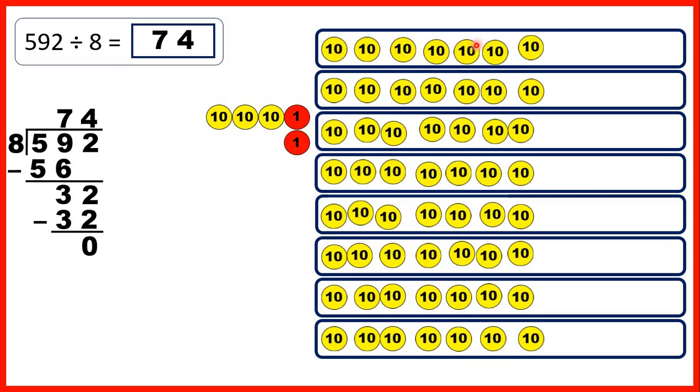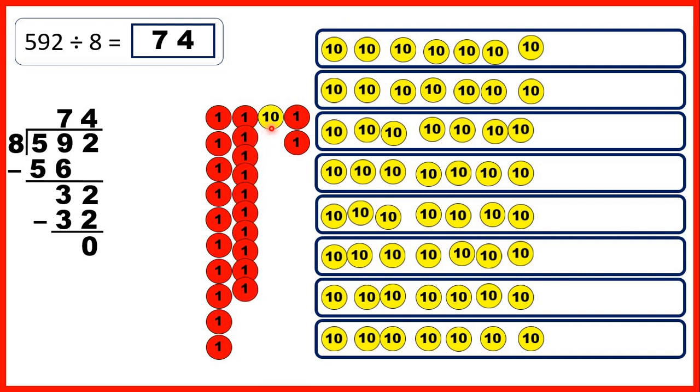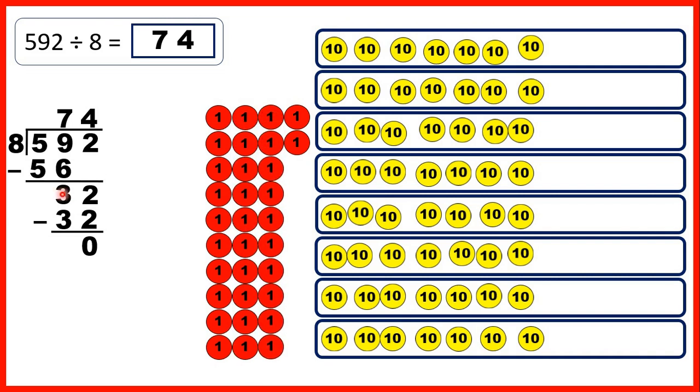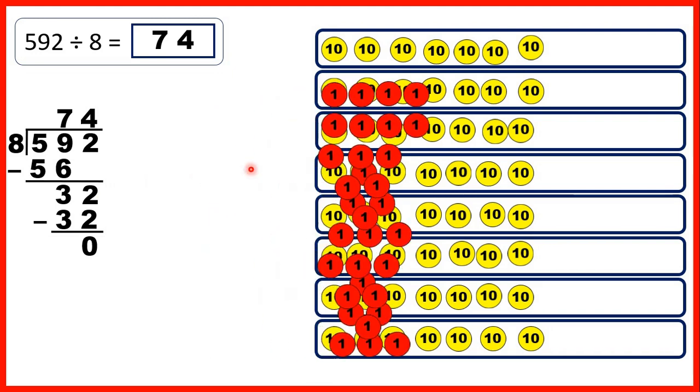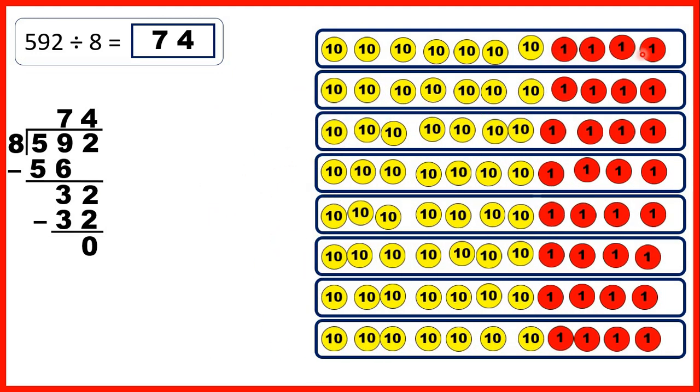And we have 7 tens in each group, so that's why we have a 7 as the tens digit of our answer. Now we have 3 remaining tens, but we can exchange each of those 10 counters for 10 one counters, and that gives us 32 ones. When we share those out, we get 4 ones in each group, so that's why we have a 4 as the ones digit of our answer.